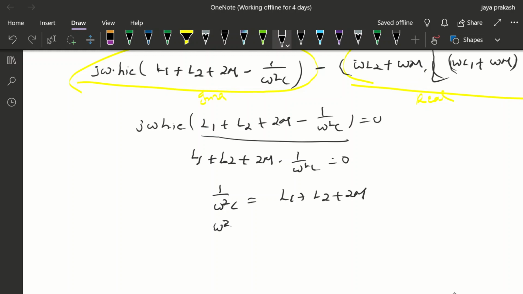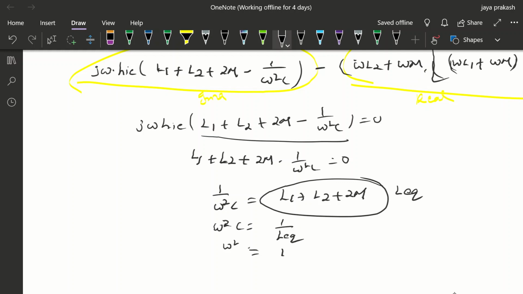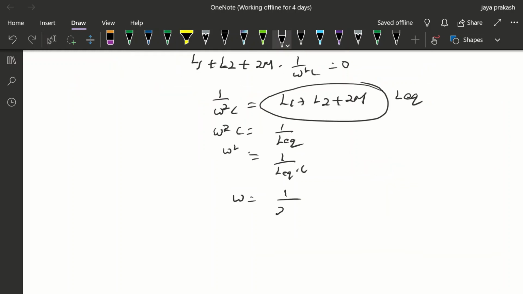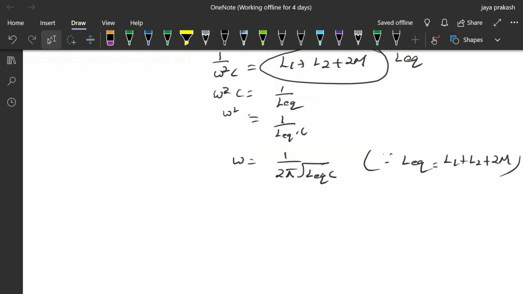So I am taking this one as L equivalent or L, L1 plus L2 plus 2m. So this is equal to L equivalent. So omega square c is equal to 1 upon L equivalent. So omega square is equal to 1 upon L equivalent into c. So omega is equal to 1 upon root over L equivalent c, where L equivalent is equal to what? L1 plus L2 plus 2m. Okay, so this is not omega, this is frequency.